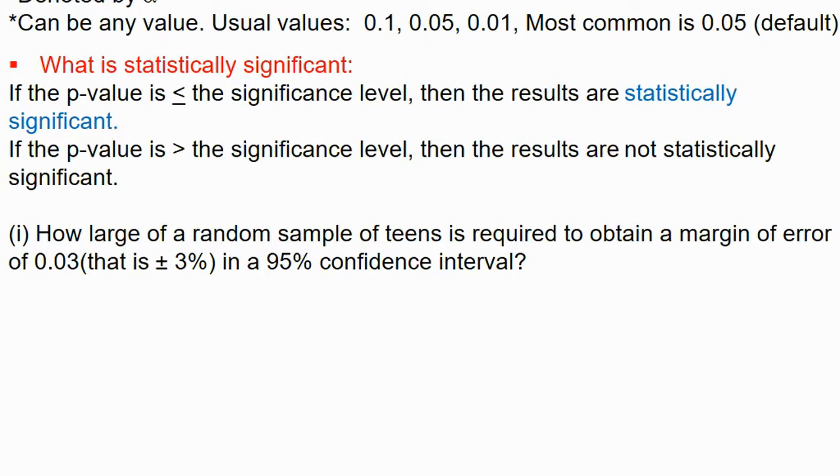The significance level tells you whether to reject or not to reject the null hypothesis. So like we did on Friday, if your p-value is less than the significance level, then you will reject your null hypothesis. But if the p-value is greater than the significance level, you do not reject the null hypothesis.